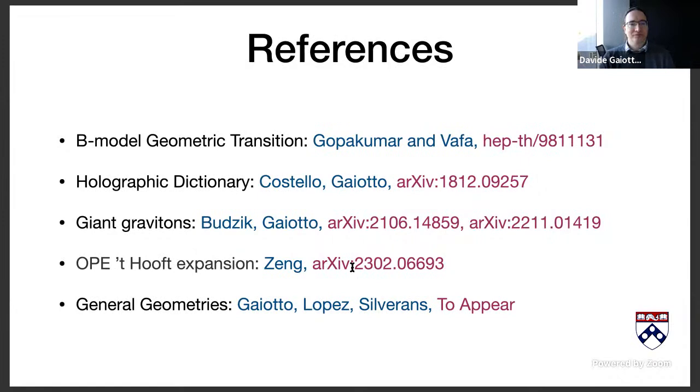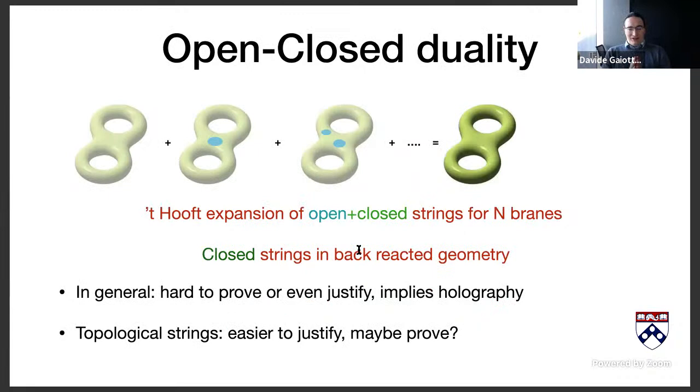Before I begin, I would like to remind you of a general principle, one of the most important lessons of string theory, which is open-closed duality. Open-closed duality is the ancestor of holography, in the sense that most of the holographic dualities that we know come from limits of open-closed duality. It is the statement that you can take a theory of open strings and closed strings, where the open strings are supported on a large number of D-branes, many copies of a single brane. And you can do the 't Hooft expansion of this.